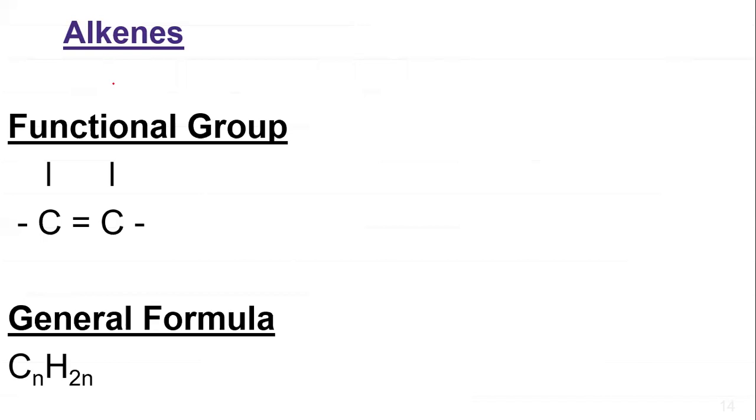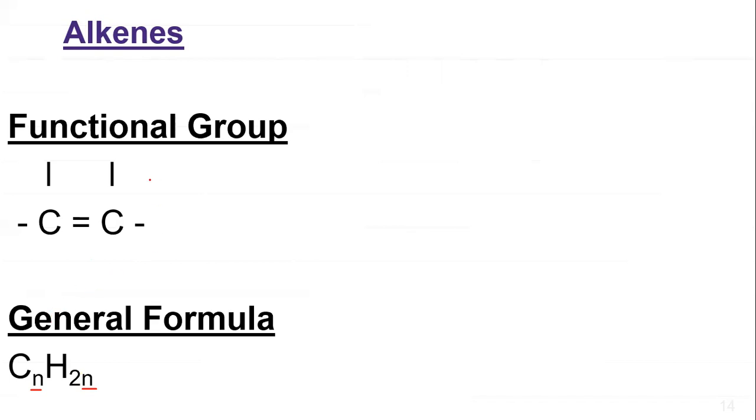Remember again the definition for homologous series. It's a series of organic compounds that can be described by the same general formula and where each member differs from the next by a CH2 group. So the general formula of alkenes is CnH2n, and you will remember that the n actually represents the number of carbon atoms.